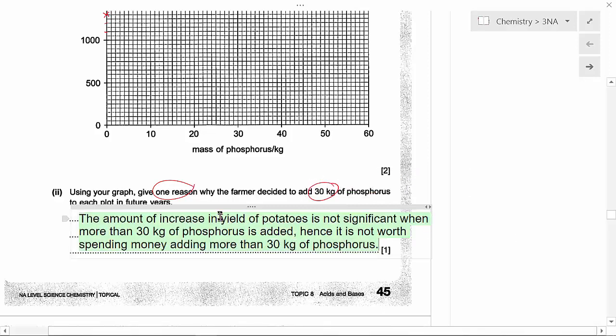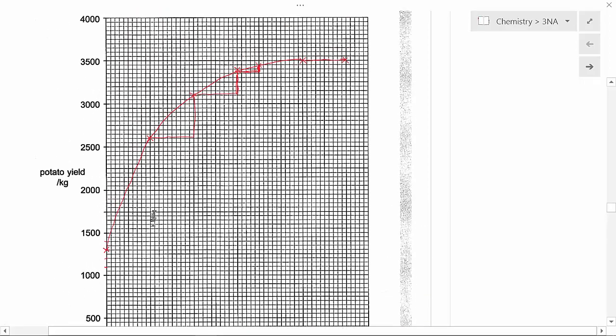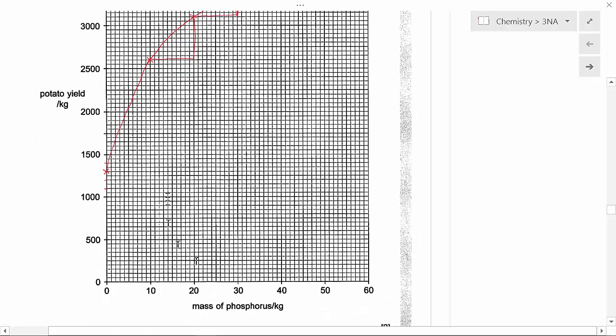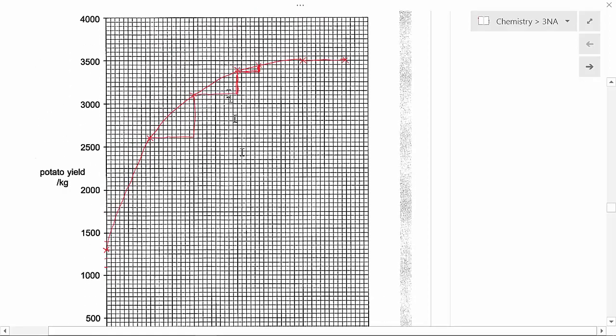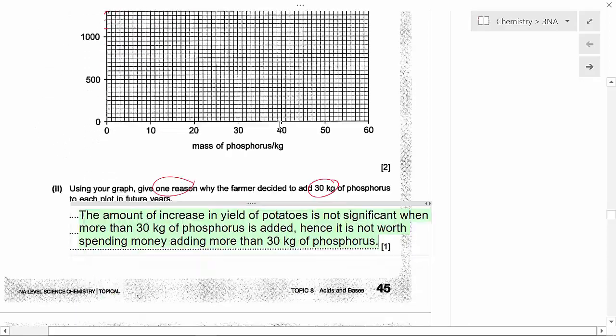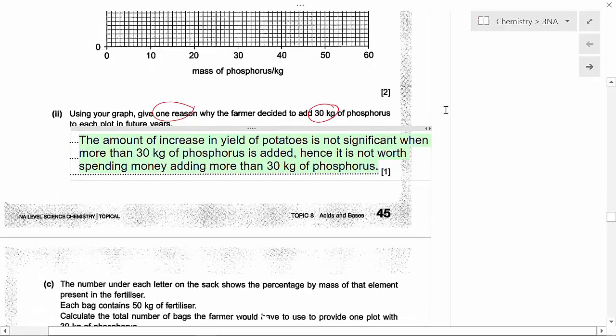Okay, the amount of increase in the yield of potatoes is not significant when more than 30 kg of phosphorus is added. So before you reach 30 kg, for example from 0 to 10, there's a big increase, a big jump. From 10 to 20, there's still a significant increase in the amount of yield. And then from 20 to 30, the yield is getting smaller. And from 30 onward, the yield is not significant, only a small amount. So therefore, if you add too much, it's not worth it actually, wasting your money. So the reason is this. Alright, not worth adding more than 30 kg of phosphorus.